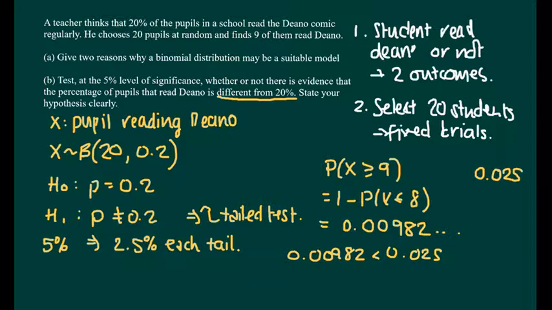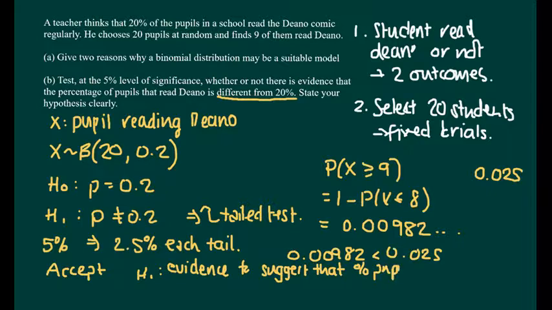So now I can make my conclusion. I'm going to accept H1. There is evidence to suggest that, well, what does the question say? Evidence to suggest that the percentage of pupils reading Dino is different from 20%. Percentage of pupils reading Dino is not 20%. And I'd probably write that in language if I had more space.